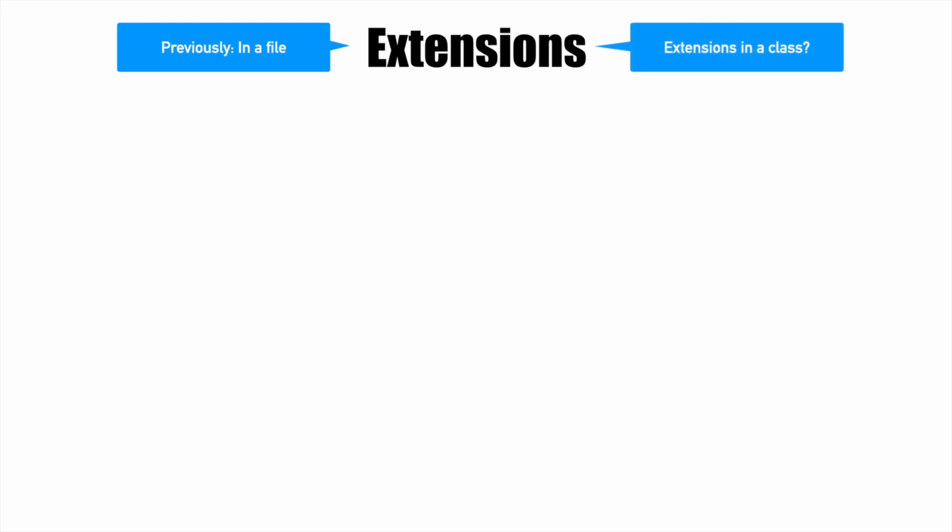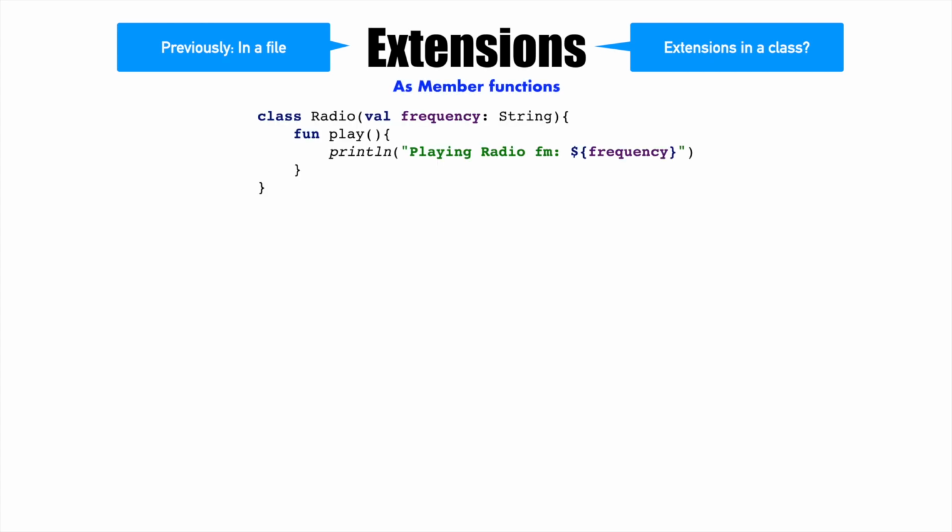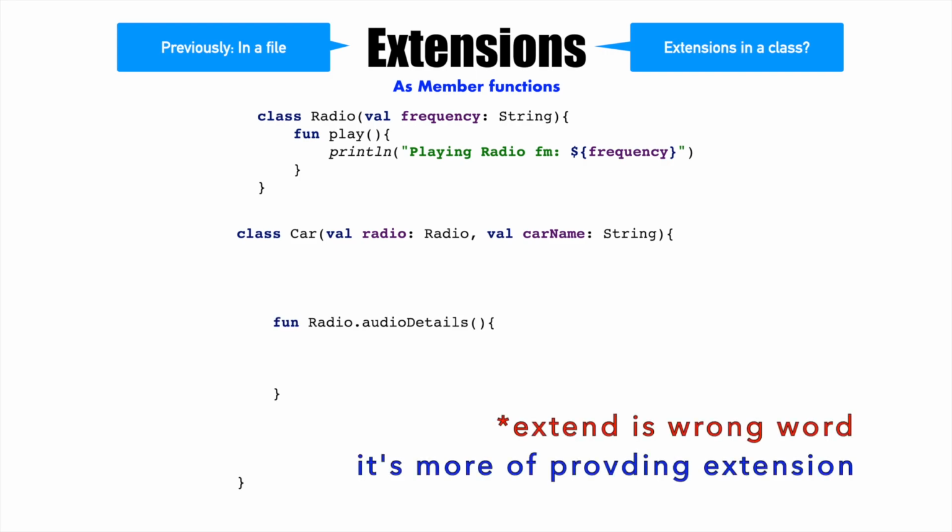Now the question is, can you declare an extension in a class and what does it actually mean? Well, extensions in a class basically means extensions as member functions. Let's assume that I have a class called Radio. This is a pretty standard class with a function, and then let me have another class called Car, and this Car class has an object of Radio inside it. It uses a Radio object. If I extend the Radio class using the extensions in the Car class, then that's what we are talking about as extensions as member functions.